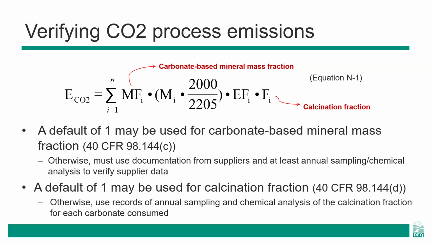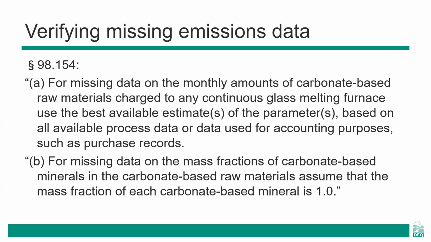Next, you should verify that the values used in the mass balance calculations are correct and are correctly entered into EGRET, EPA's reporting tool. Finally, you should recalculate the CO2 process emissions using equation N1 to ensure no calculation errors have occurred. If there is a case of missing data, the reporter should follow all steps and guidance in 40 CFR 98.154 for missing data estimations.